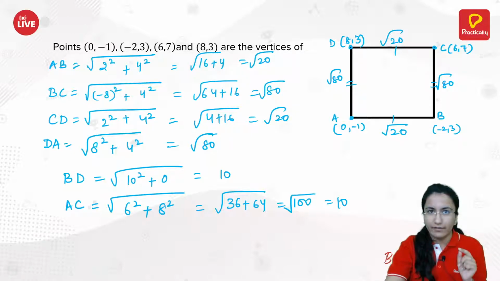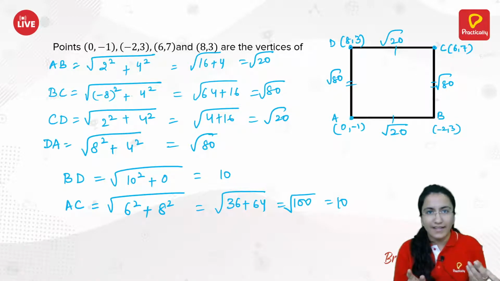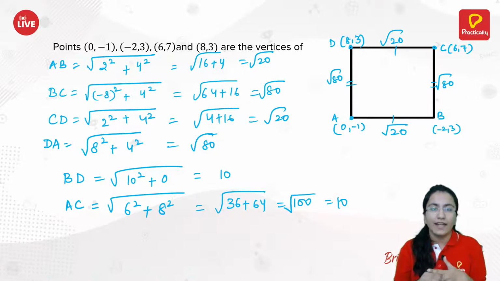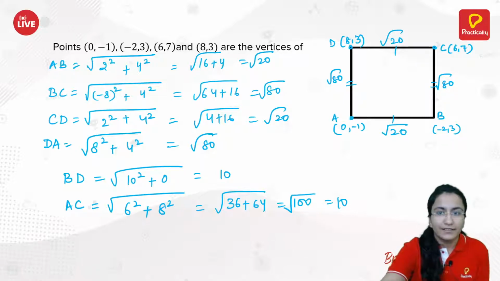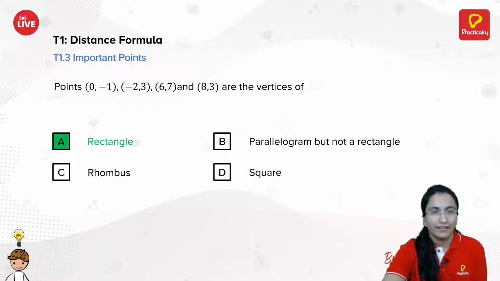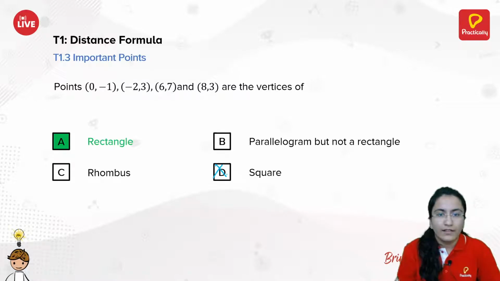You have a quadrilateral in which you have checked that opposite sides are equal as well as diagonals are equal. So what exactly would it be? It will be a rectangle, right? Square will not be our correct answer. Rhombus will not be the correct answer because all the sides are not equal. Parallelogram but not a rectangle is a wrong option because diagonals are equal. That implies it will be a rectangle. So A part.